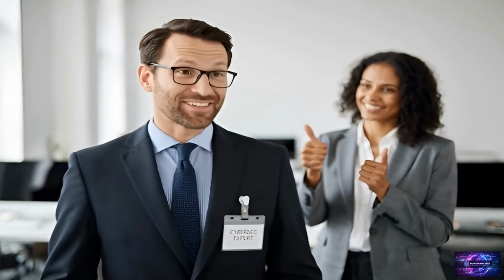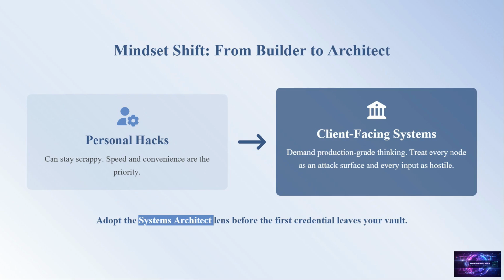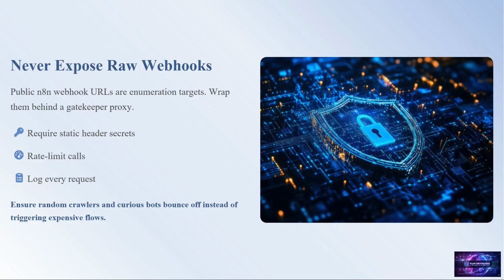Let's review. Automation is powerful, but power without control is dangerous. The ease of use provided by n8n is a double-edged sword. It lowers the barrier to entry, allowing anyone to become an engineer. But it also allows anyone to make engineering mistakes that usually take years of experience to learn. When you are building for yourself, hacking together a quick webhook is fine. But the moment you start building for clients, or the moment you attach a credit card to an API key, you have to stop thinking like a no-code builder and start thinking like a systems architect.